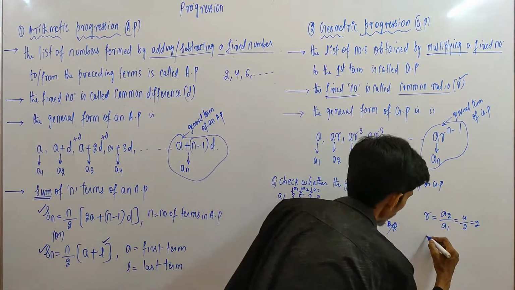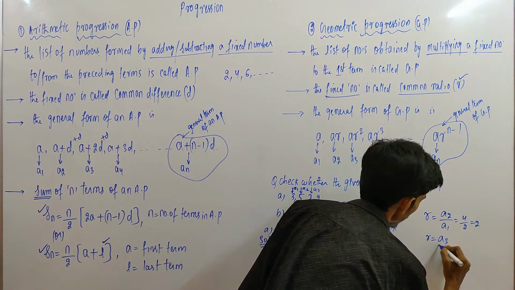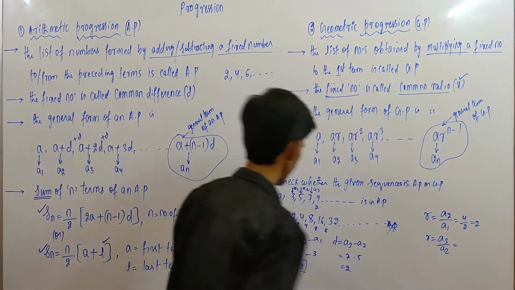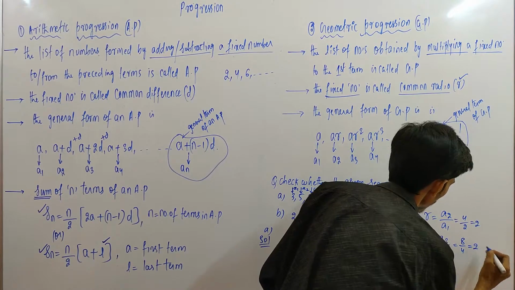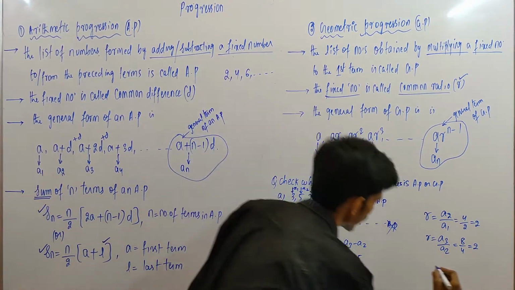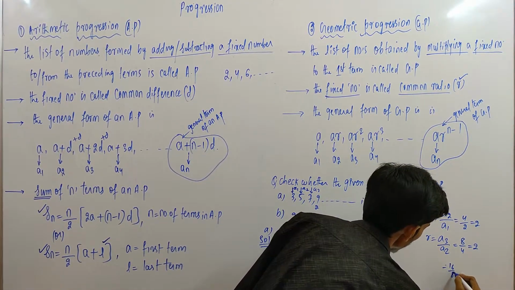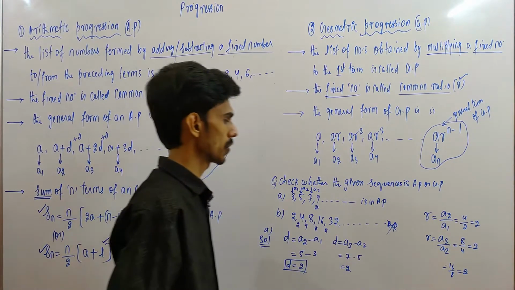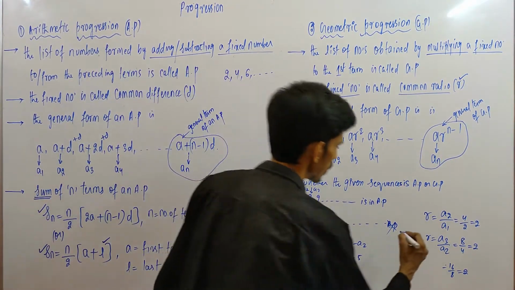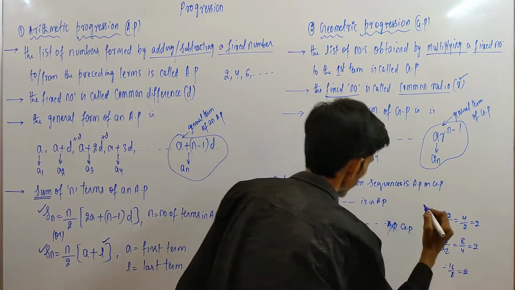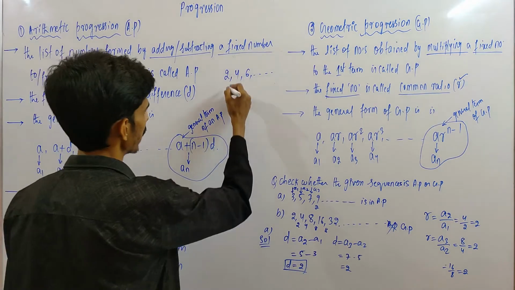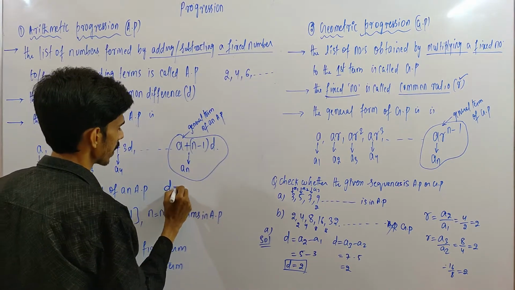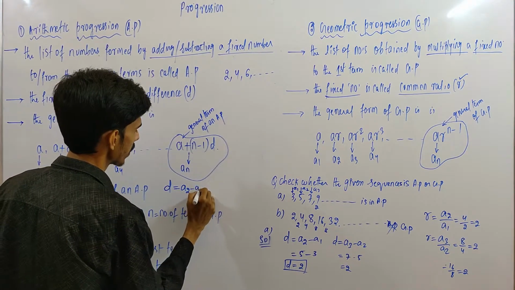Now let us take the common ratio with the third term A3 and A2. We have A3 as 8 by 4. So 8 by 4 we have 2. If I take 16 by 8, we will get 2. So the common ratio is the same. So this sequence is in geometric progression.